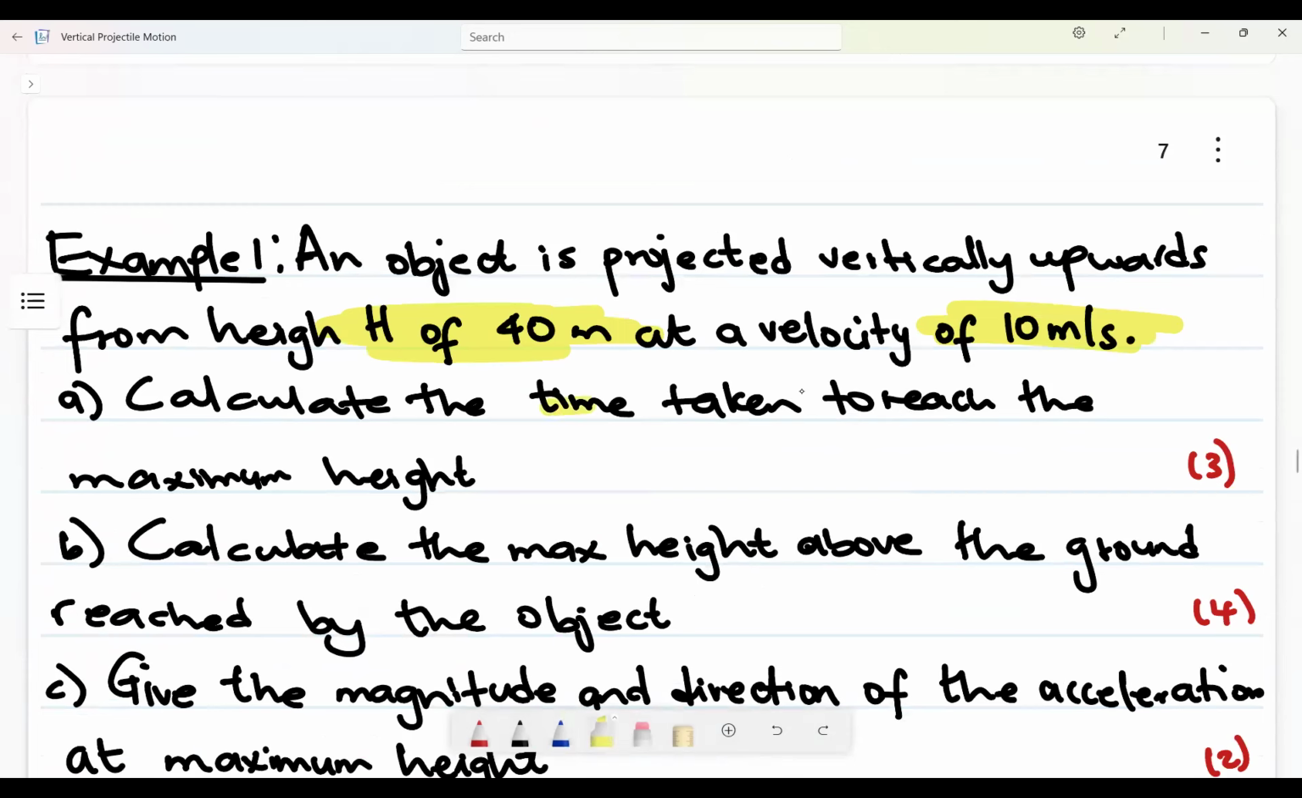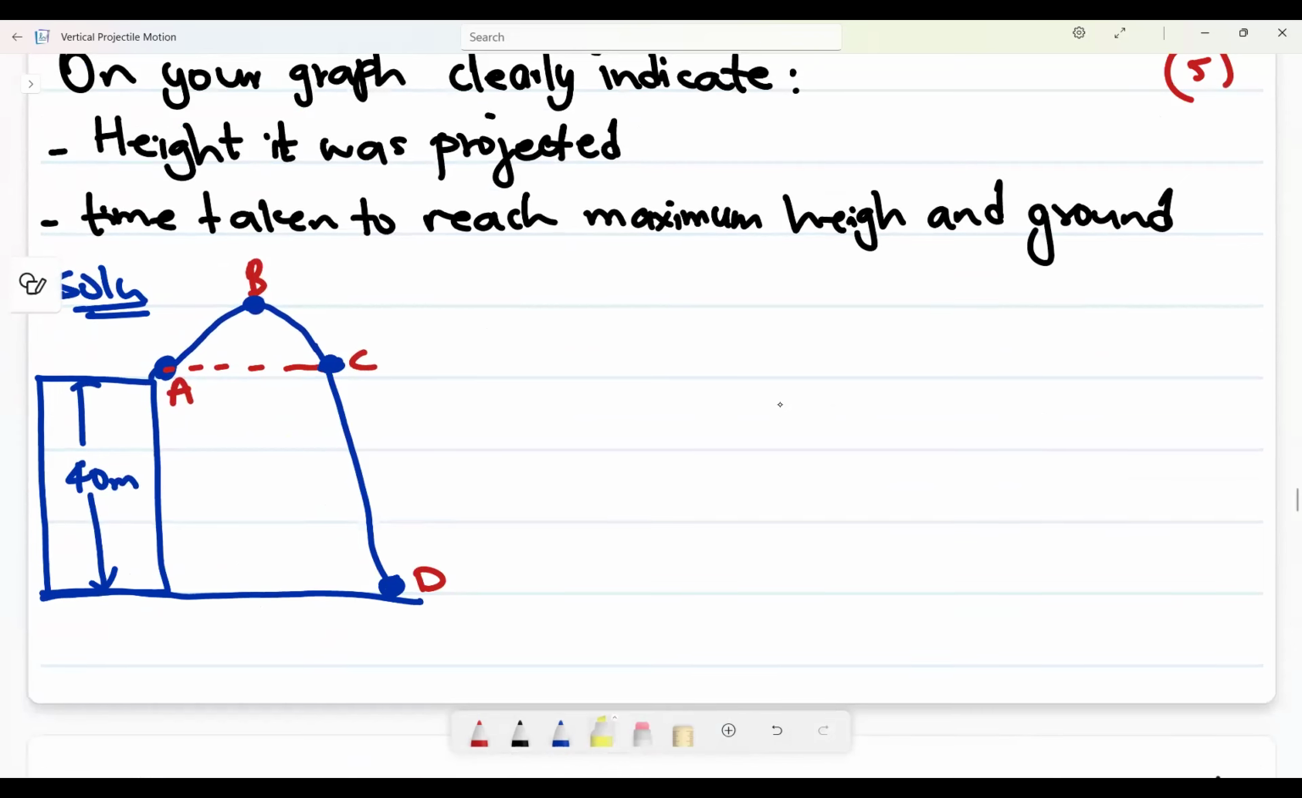They say calculate the time taken to reach the what? The maximum height. Okay? So it means from here to reach the maximum height. So when we answer A, we're going to focus from A to B. This is very important. Why? It tells you the path in which you are focusing on, right? And remember what we said about here. The velocity is 0 meters per second. The examiner will never tell you this, but this is very important. At B, the velocity is 0.